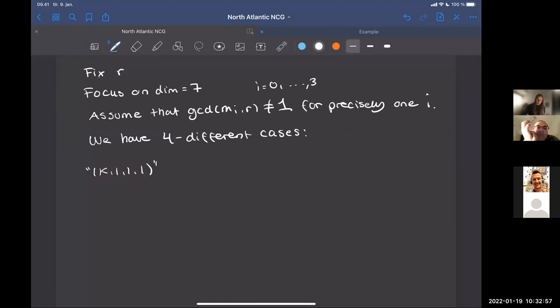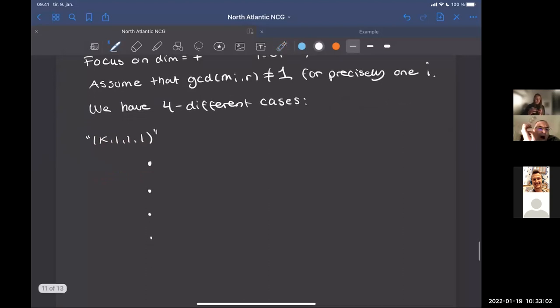Okay, in that case, this is just a sketch of these graphs. Remember, these quantum lens spaces are isomorphic to the graph C*-algebra, which has a structure like this, where you have some edges going down here, a number of edges depending on the number of admissible paths. So this is the first case where the greatest common divisor of M0 and R equals K.